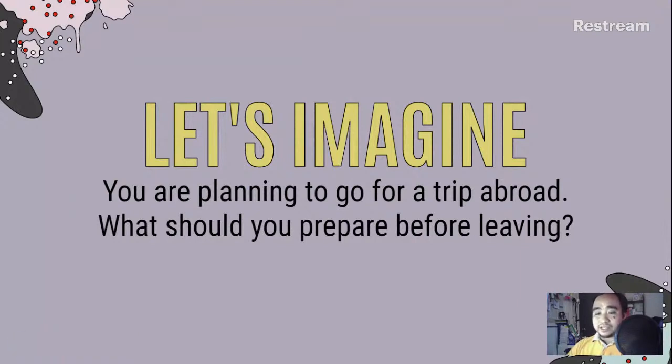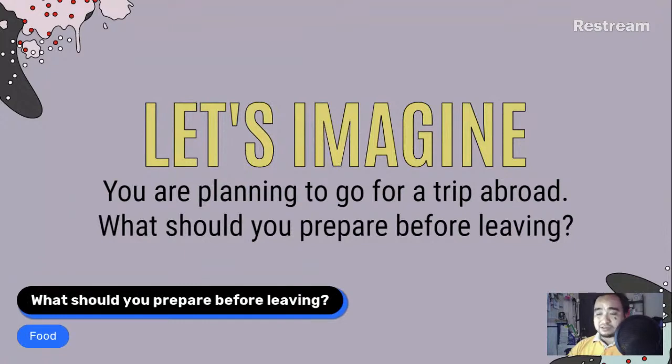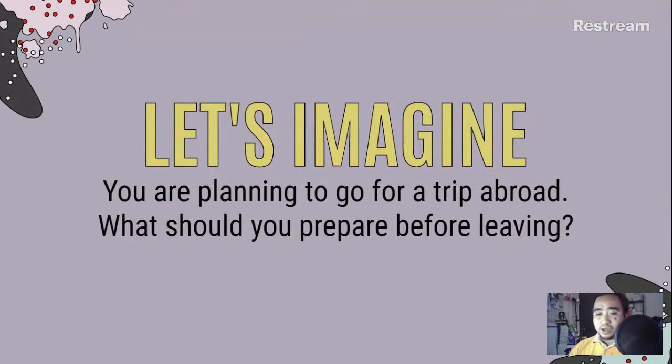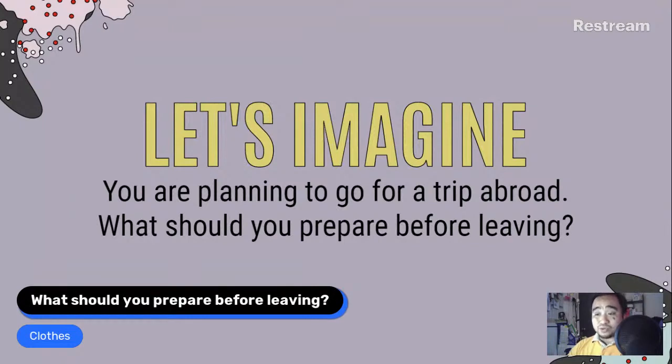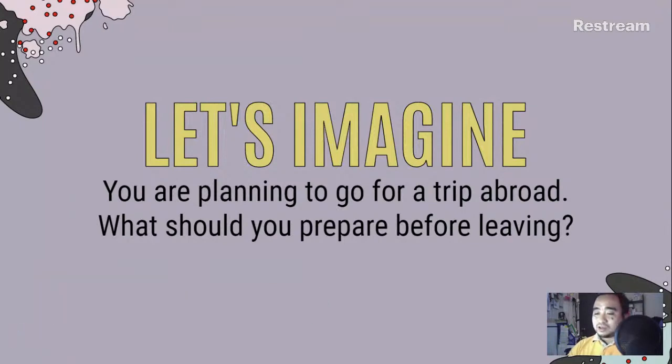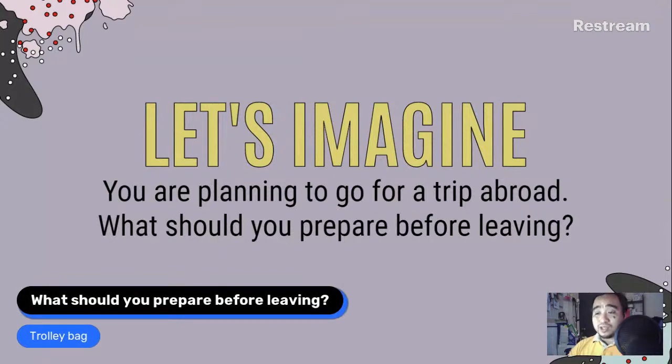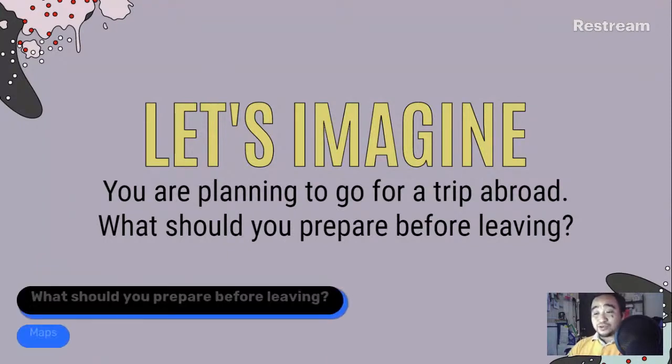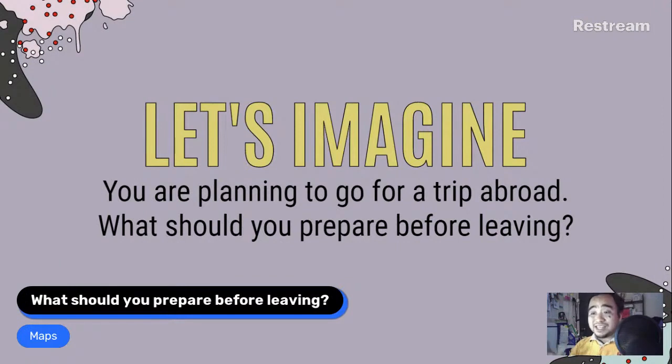Some of you might say that we need to prepare food. Some of you say we might need to prepare clothes. We might also need to prepare a trolley bag because you need to put all those food and clothes in your trolley bag. And for those who still believe in maps, then you really need to bring the printed one, the traditional map, not the online one in your handphones.